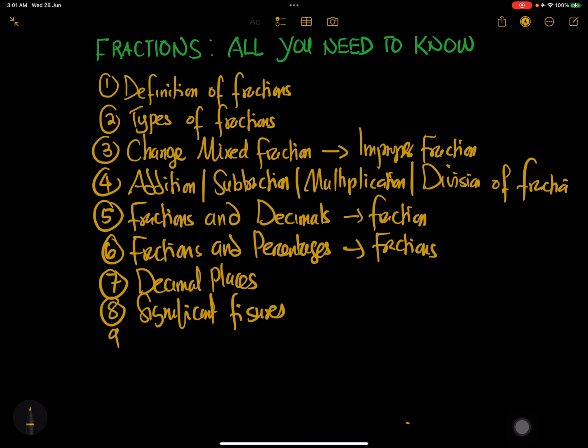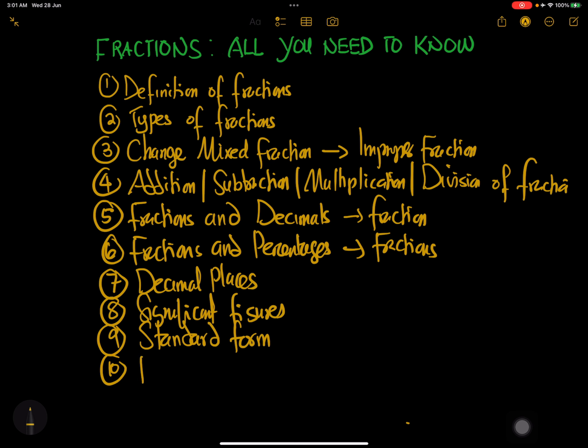And then the ninth thing, we are going to look at standard form, how we can change any number or a decimal into standard form. And the 10th thing is to look at BODMAS, and usually BODMAS relates to fractions.